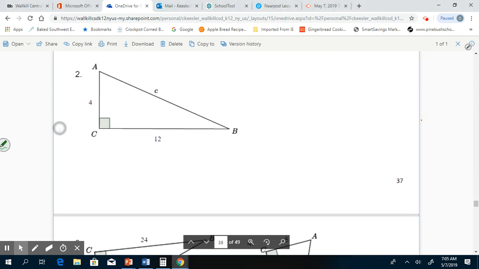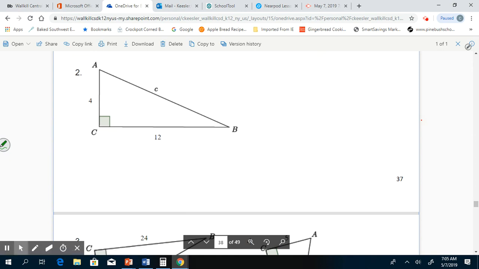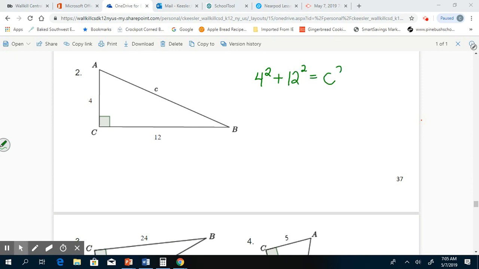Same deal, we're going to plug those in. 4 and 12 are our a and b, so we have 4 squared plus 12 squared equals c squared. So that's 16 plus 12 times 12 is 144 equals c squared. 6 and 4 makes 10, carry the 1. 1 and 4 make 5 plus 1 more is 6, and then bring down the 1. So we get c squared is equal to 160.